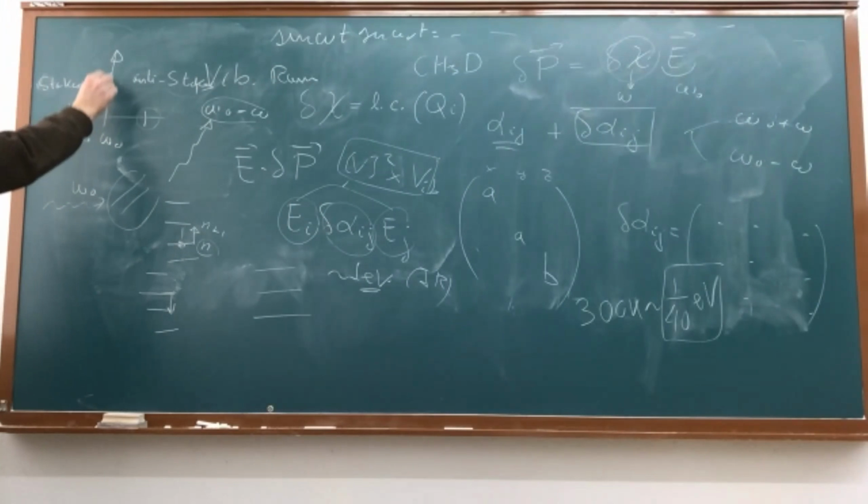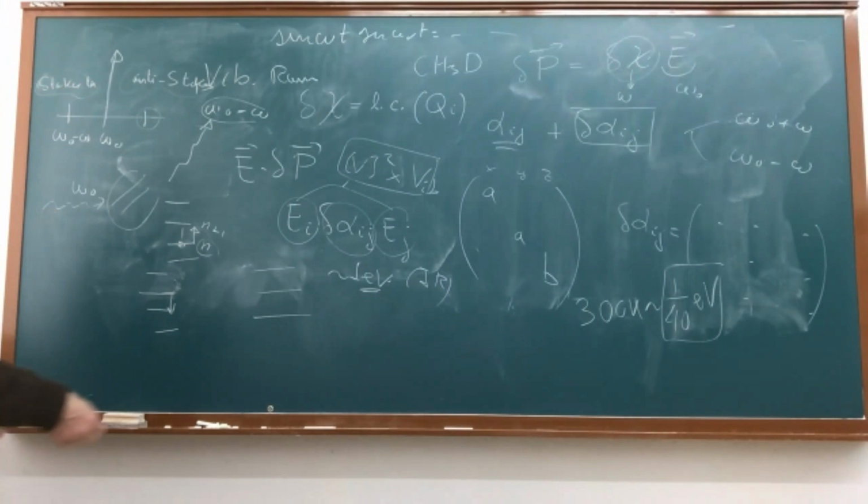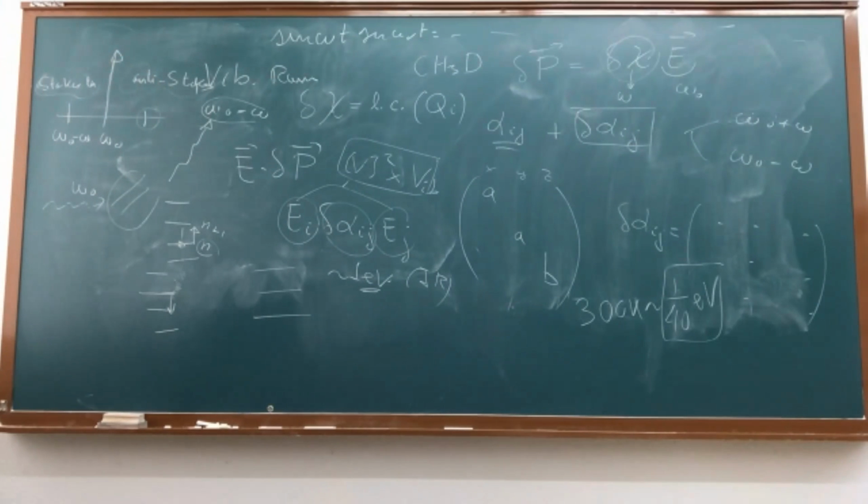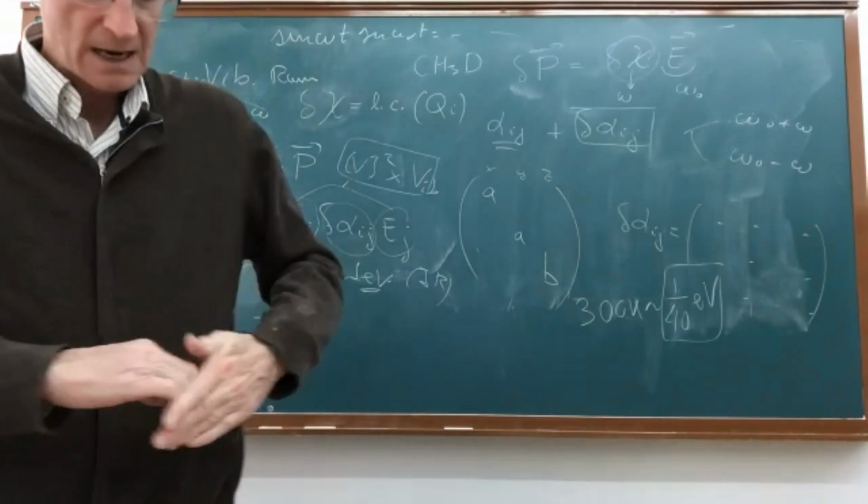I mean, the Stokes line is also not so easy to observe, because the central line can be millions of times more intense than this. So you need some sophisticated system to do Raman spectroscopy. You have to block completely the center frequency. Okay, so that's the physics. Are there any questions?